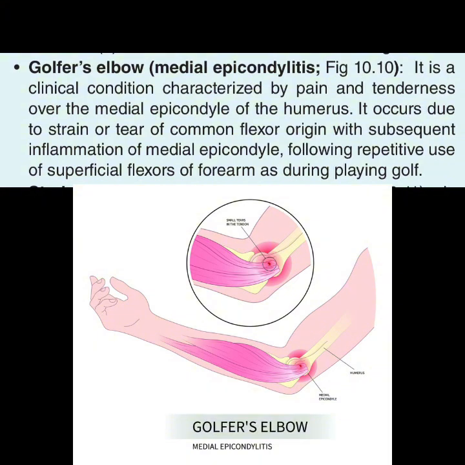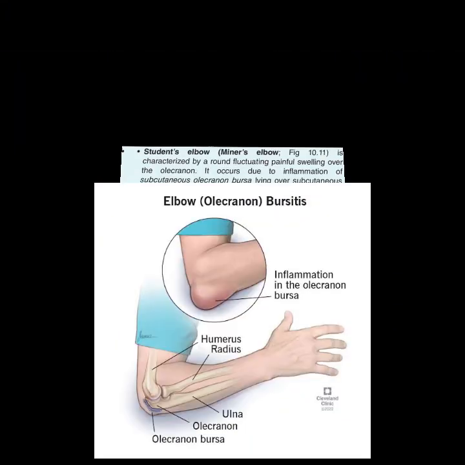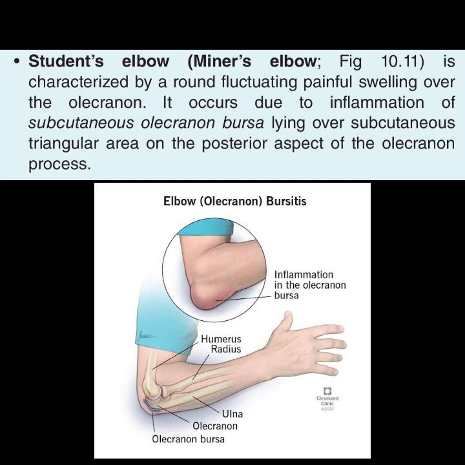medial epicondylitis. Now we also have student elbow, or miner's elbow. Are you getting it now? This one is also an inflammation, when there is an inflammation in the subcutaneous olecranon bursa. The subcutaneous olecranon bursa is between the skin and the olecranon bone. So when there's inflammation around that area, it causes pain, swelling, redness, and tenderness to palpation. So that's the student elbow, the subcutaneous olecranon bursa.